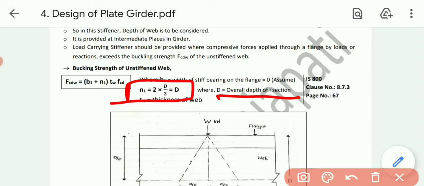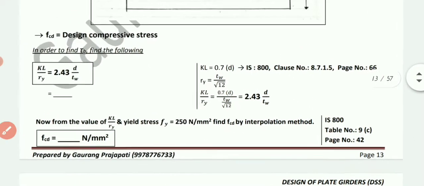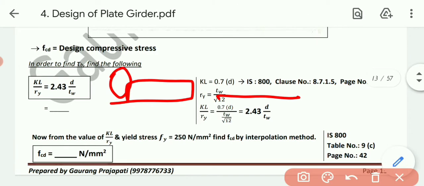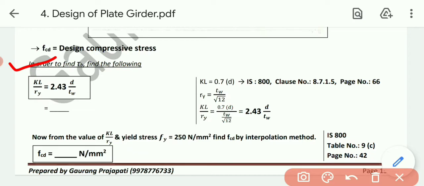We already have that dimension, and the unknown is FCD. FCD stands for design compressive stress, and for that we need to calculate the slenderness ratio.